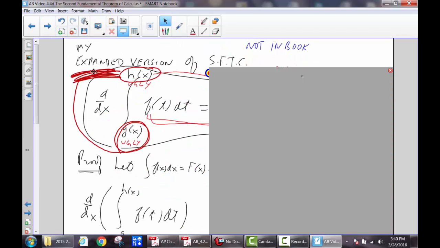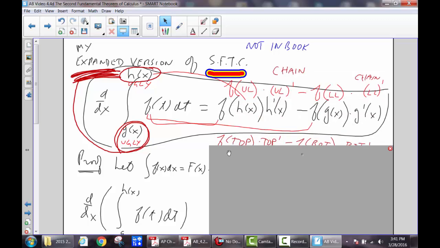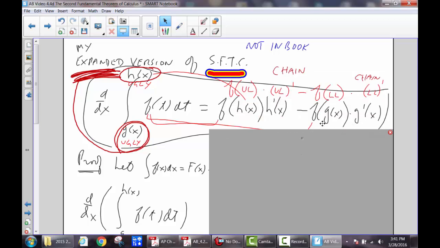Okay, now the book for some reason doesn't have the expanded version of the second fundamental theorem of calculus, which is what happens if the lower limit of integration is not a constant, but it's something else, and what happens if the upper limit of integration is not x, it's something uglier than x, okay? This is actually pretty simple. It looks tricky, but it's not.